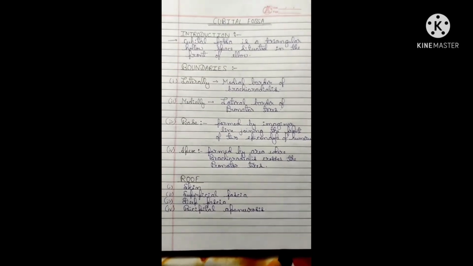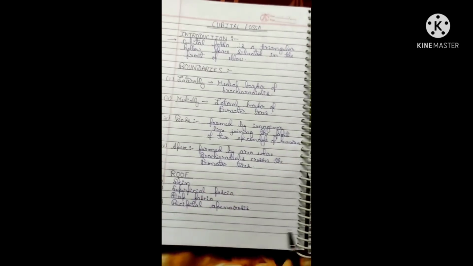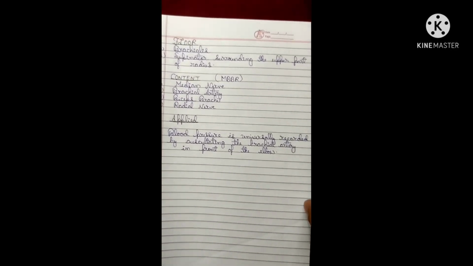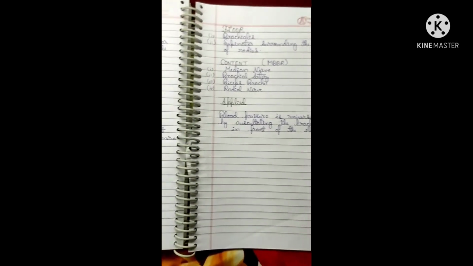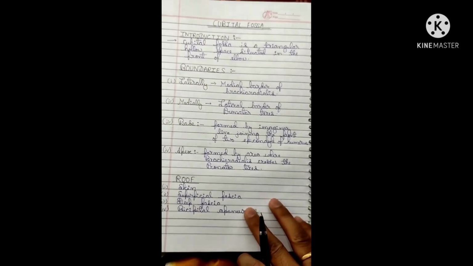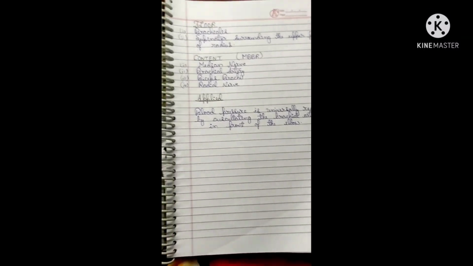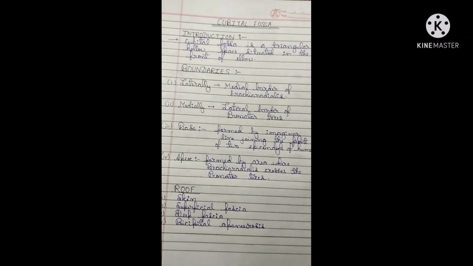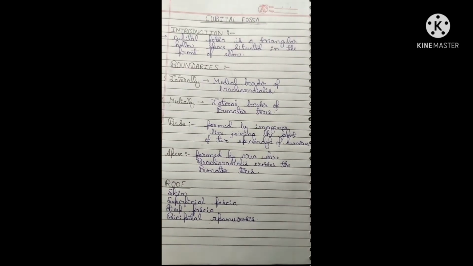This is all about cubital fossa. In the university exam, for a 5 marks question, we have to write 2 pages. This is enough for cubital fossa. It makes 1 page and 2 diagrams, which will make 2.5 pages. This is enough for the university exam for the 5 marks question.